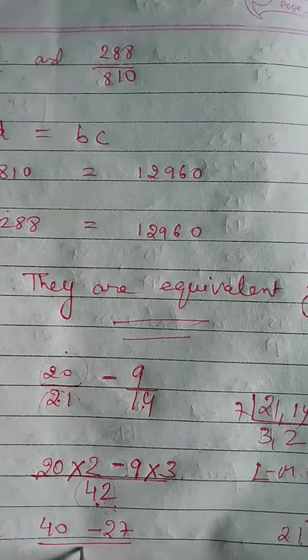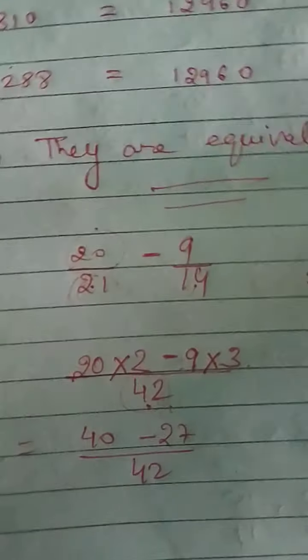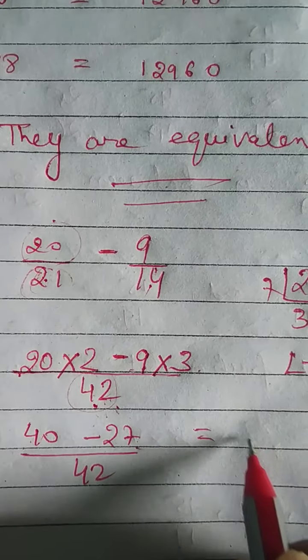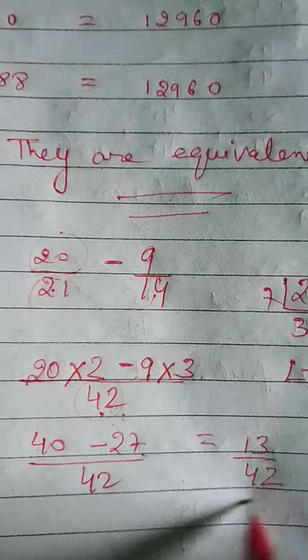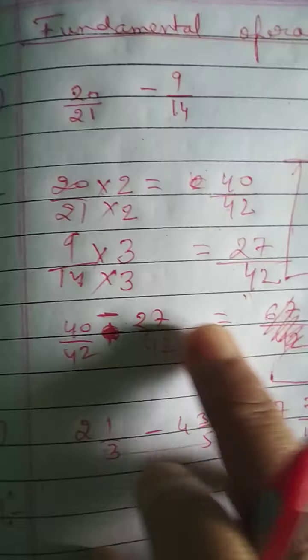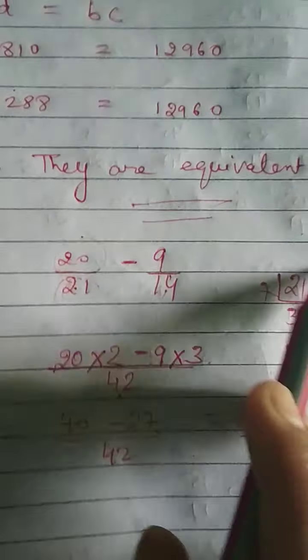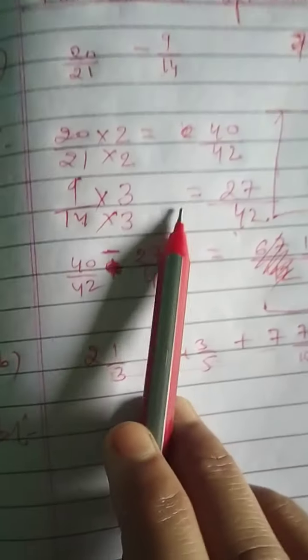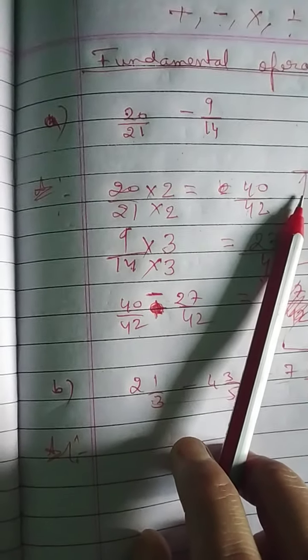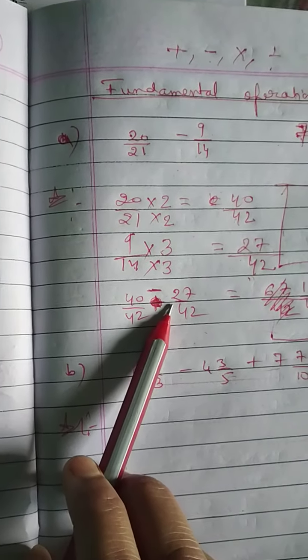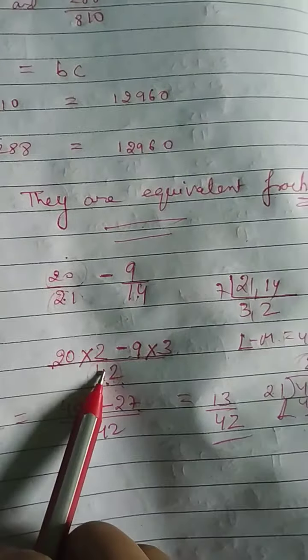Now you have to subtract it. 40 minus 27 will be equal to 13 by 42. You can see this is the same answer, 13 by 42. Now we have worked it out. This method and the earlier method are two different methods. Try to use this method only, because the other method you are using from your earlier, junior classes. Now you are going to senior classes, so you have to learn this method also.